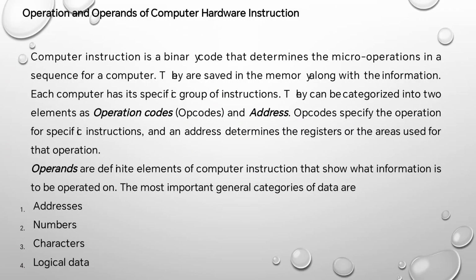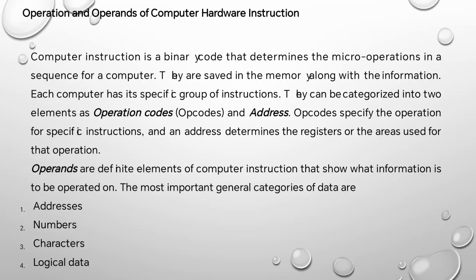Operation and operands of computer hardware instruction. A computer instruction is a binary code that determines the micro operations in a sequence for a computer. They are saved in memory along with information. Each computer has its specific group of instructions. They can be categorized into two elements: operation codes and address. Opcodes specify the operation of specific instructions, and an address determines the registers or the areas used for the operation.